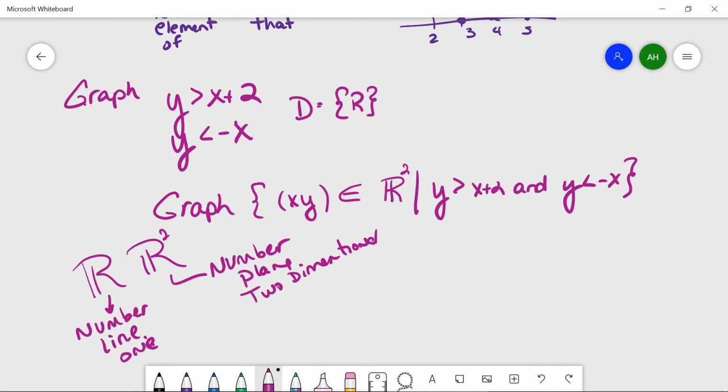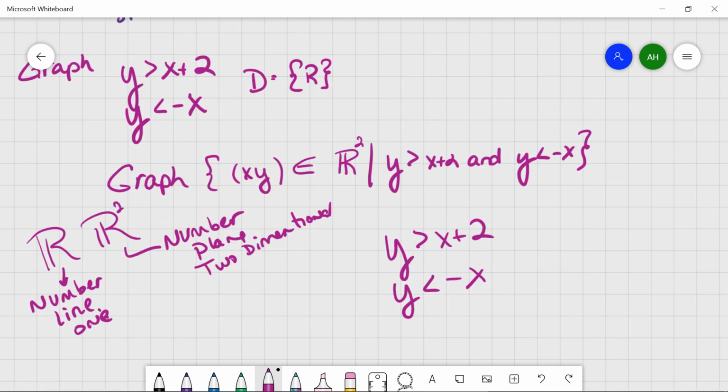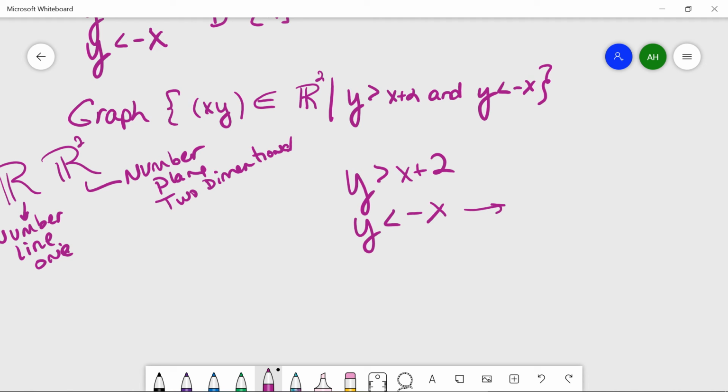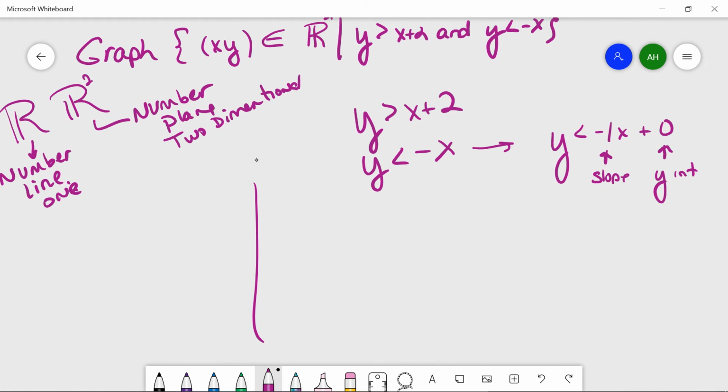All right. Okay, so as long as I've got this right here, let's deal with graphing this: y is greater than x plus 2, and y is less than negative x. Think of y is less than negative x as y is less than negative 1x plus 0. So my slope is negative 1 over 1, and my y-intercept is 0. All right? And this is my slope.